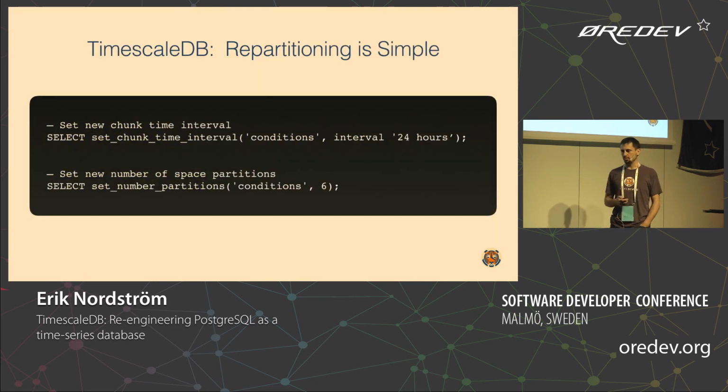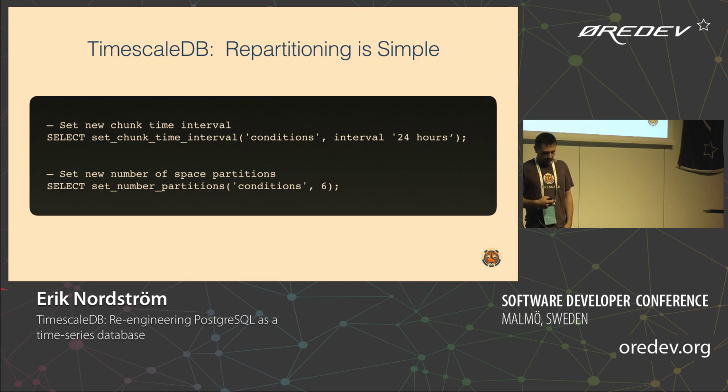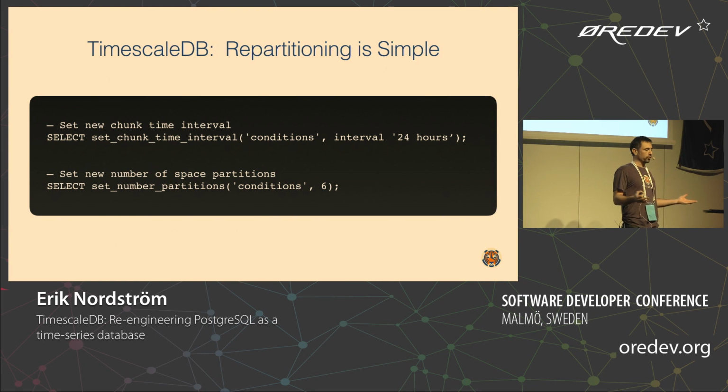That's actually quite easy with TimescaleDB. You just set another time interval. So instead of maybe doing a day worth of data in each chunk, you do 24 hours, or sorry, if you had a week before, you do a day now. And if you want to change maybe how you partition in the space dimension, you go from maybe 4 to 6 partitions or any other number.